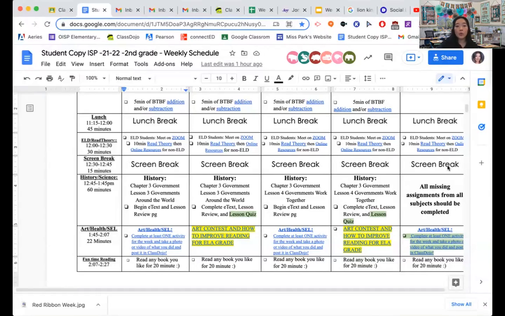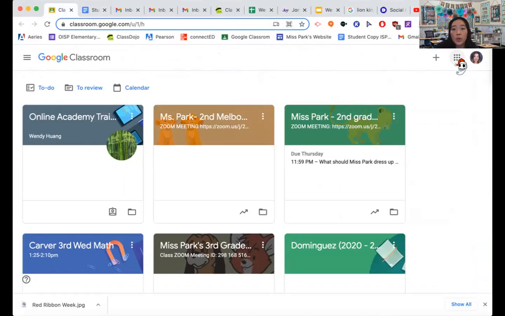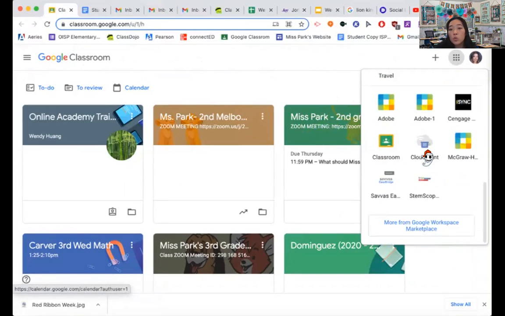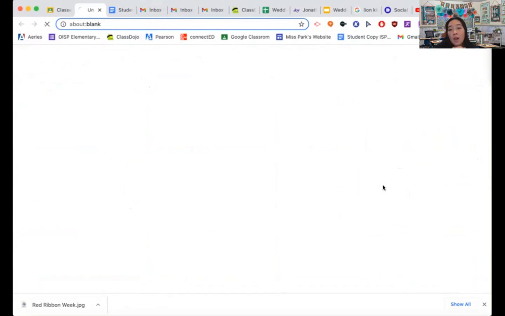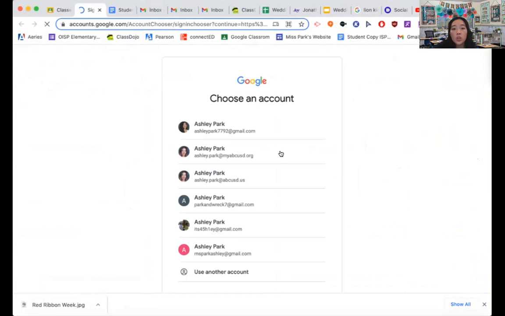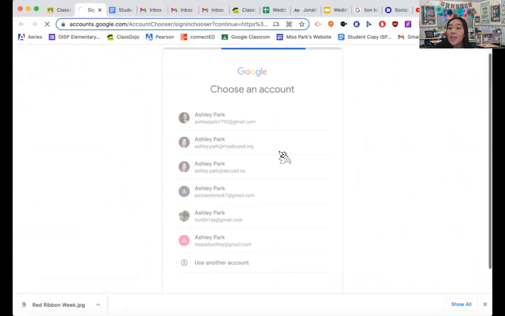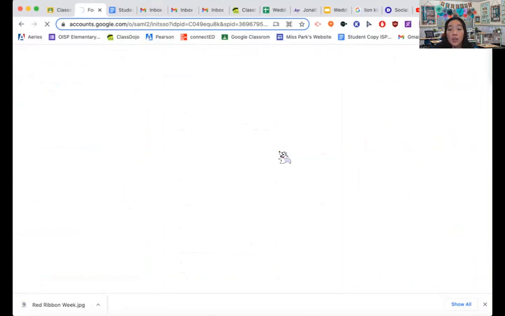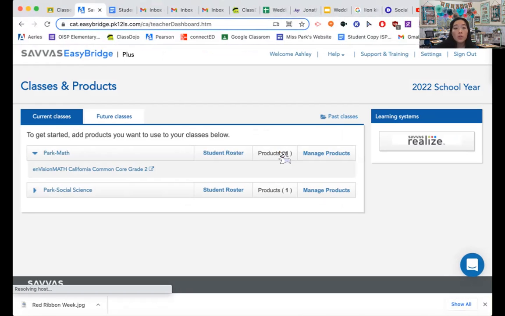All right, guys, we are now going to be going into science. We're in chapter 3, government, lesson 3, governments around the world. So to get to history, you're going to click on your waffle, scroll all the way down till you hit Savvis EasyBridge. You're going to log in, and then you can use that blue link for math, and that's fine because we're going to the same home page.